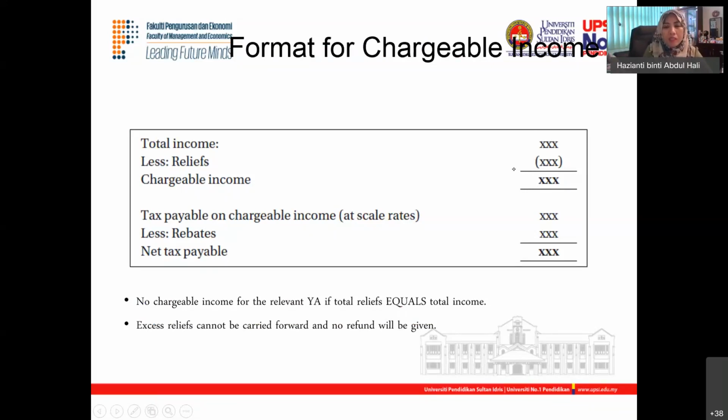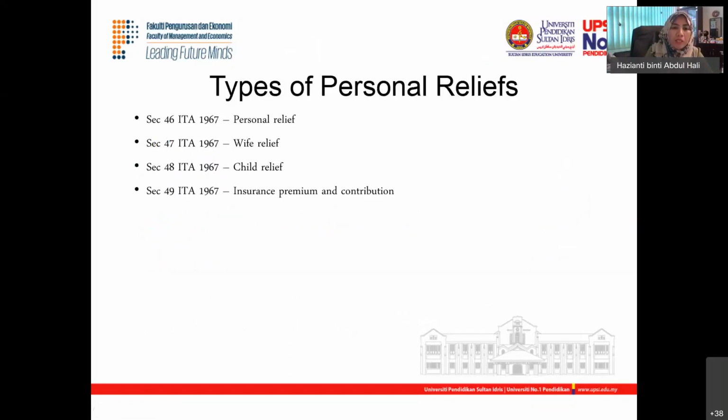Dia relief tu kira the lembaga hasil bagi, and then kalau you boleh tolak from your chargeable income, from your total income, then tolak lah. Kalau total income tak cukup untuk ataupun total income equal to relief, then you will not be charged. Kalau relief pun terlebih pun dia tak akan refund lah. Okay. Alright, so we are going to look at the different types of personal relief.